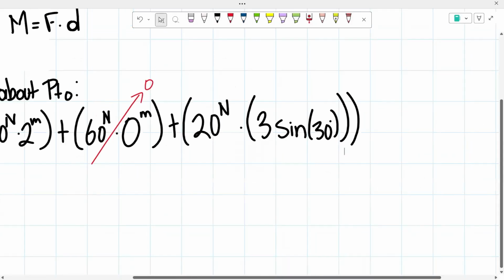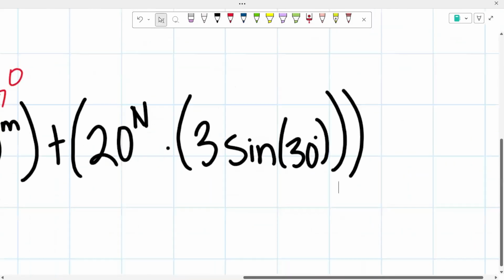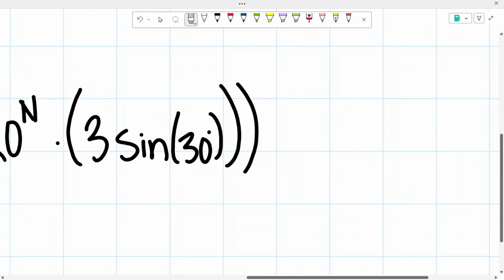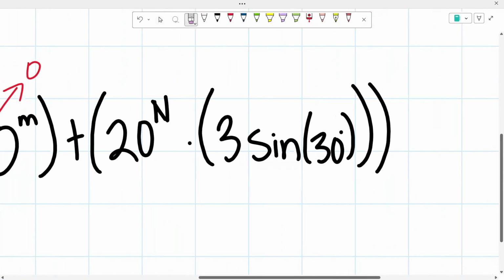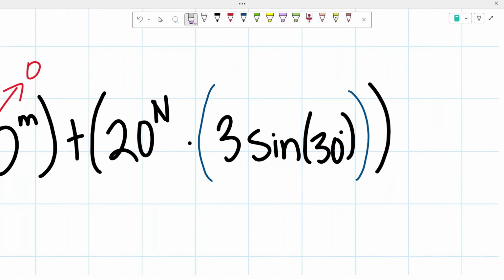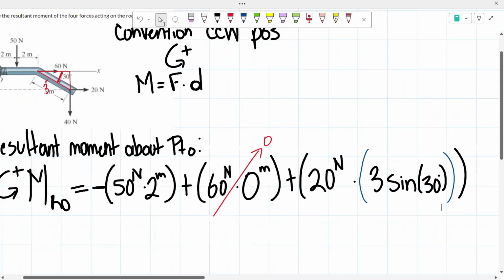Okay. Now the next thing here, so you guys don't get mixed up, we're going to do these parentheses in blue, and those ones, yeah, we'll leave those in black.